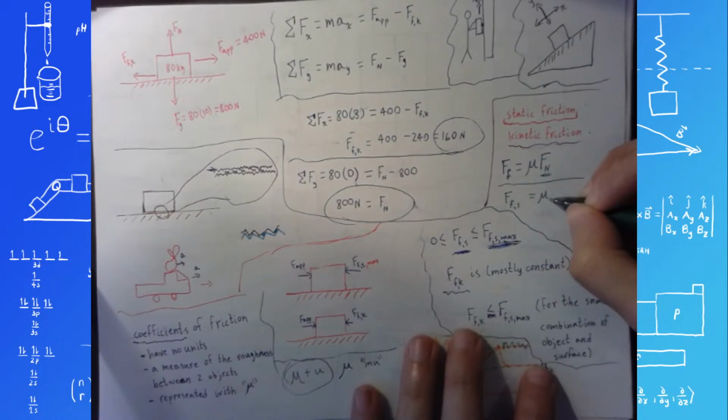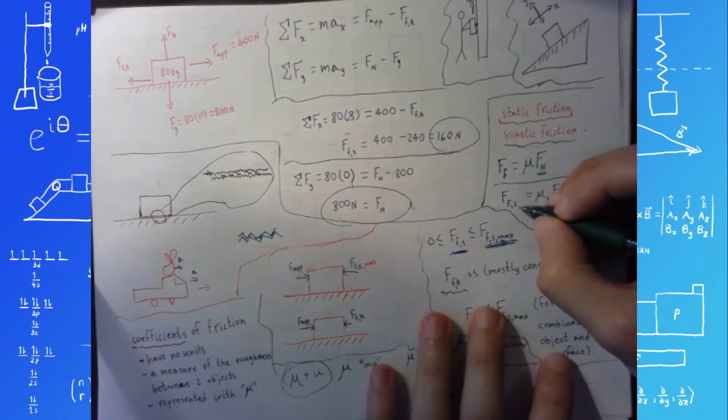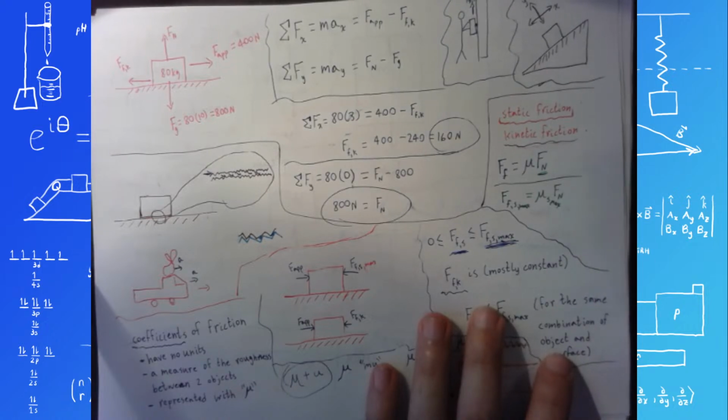If they give you mu static and then you calculate the normal force and you multiply by that normal force, just note that what you're calculating here is not the actual static friction, but the maximum that that static friction can reach. So whatever this is, I would just assume that I'm being given the coefficient of maximum static friction, and I should have made more space for that because that's not very readable.